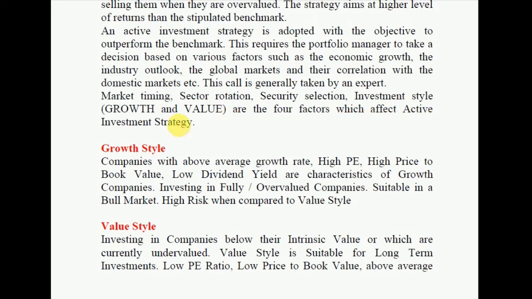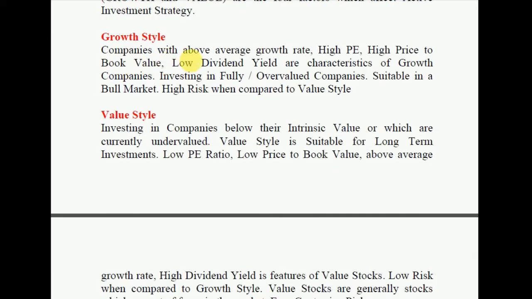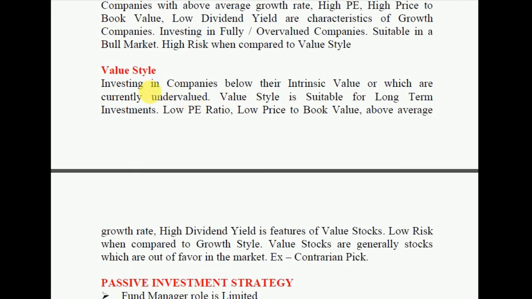Growth style: companies with above average growth rate, high PE, high price to book value, and low dividend yield are characteristic of growth companies. Investing in fully valued or overvalued companies is suitable in a bull market, and is high risk when compared to value style. Value style: investing in companies below their intrinsic value or which are currently undervalued.